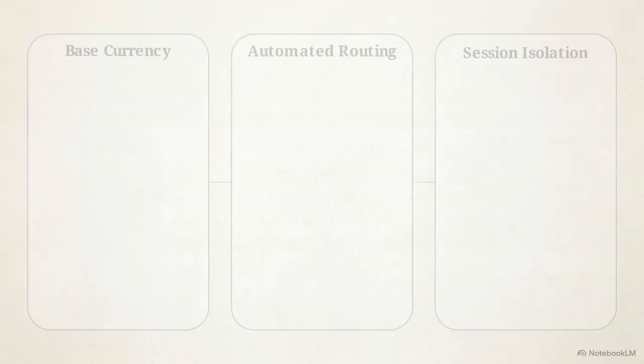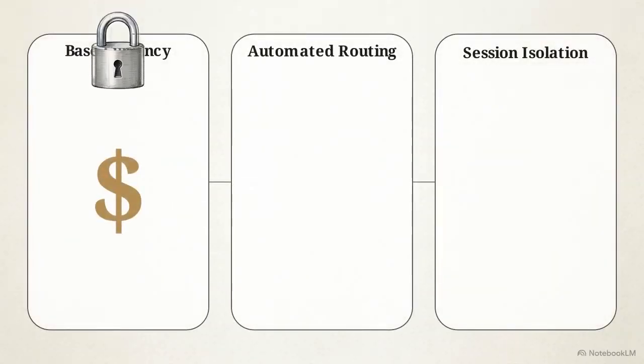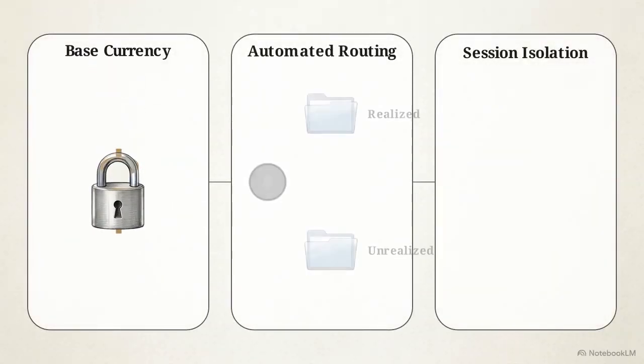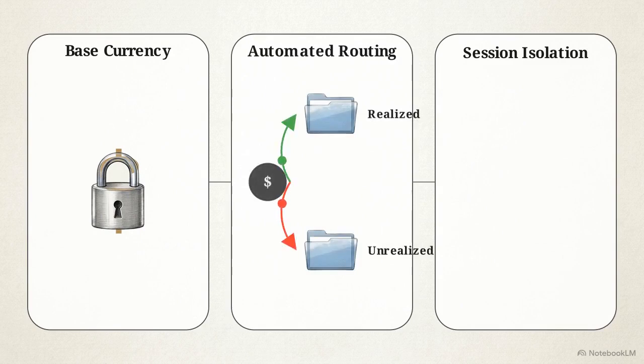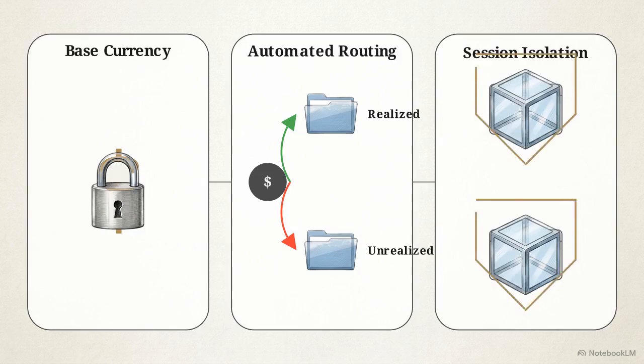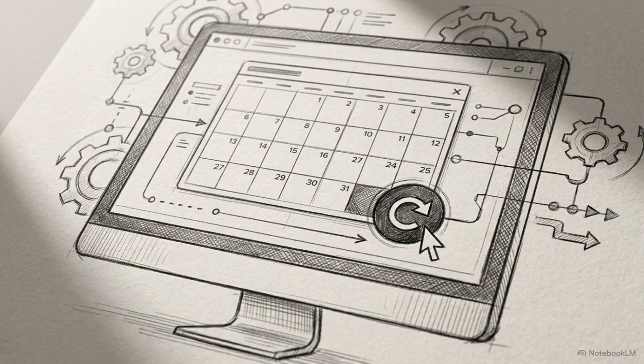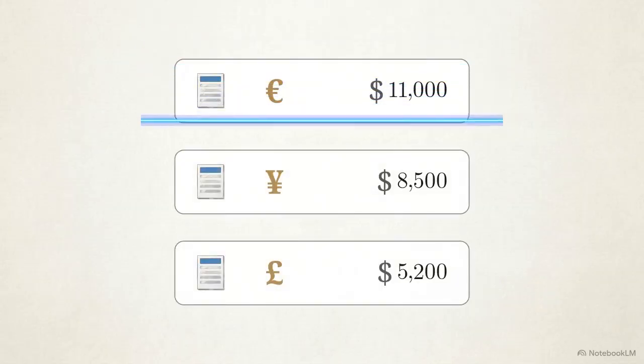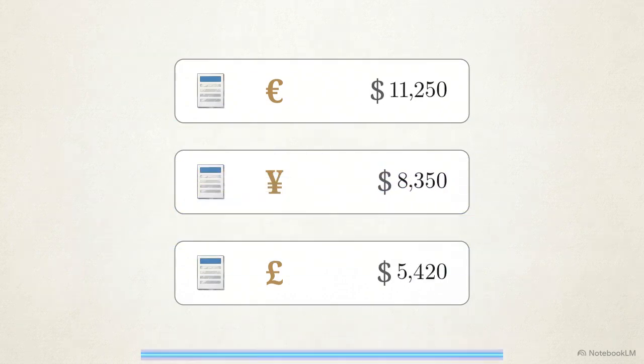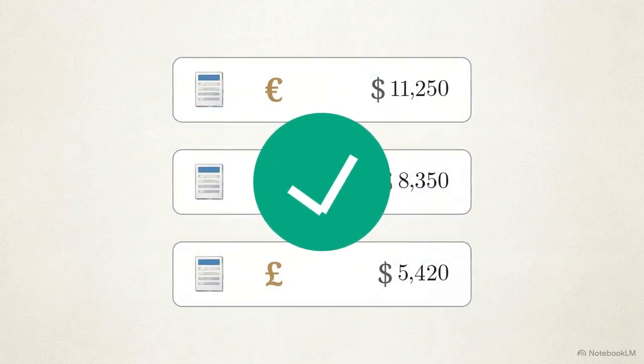You now have a complete automated multi-currency system. Your base currency is locked, your gains and losses route themselves to the correct ledger accounts, and your vendor payments flow securely through isolated browser sessions. Your only ongoing maintenance is to run a standard currency reevaluation report at the end of each month. This scans any unpaid foreign invoices and automatically trues up their temporary value so your financial statements remain accurate for tax prep.